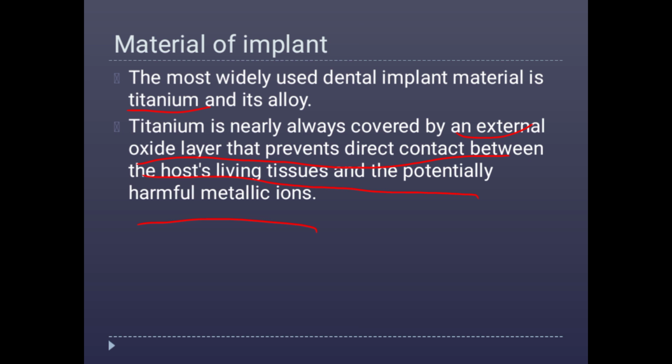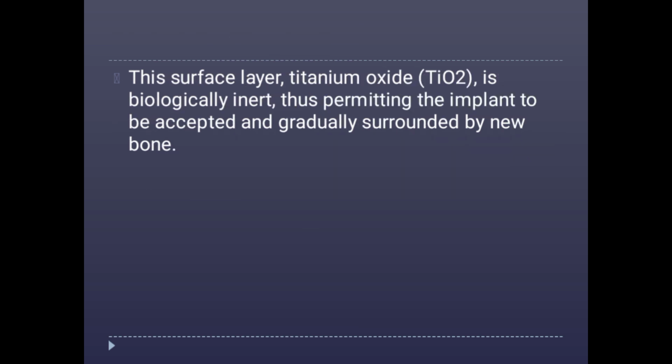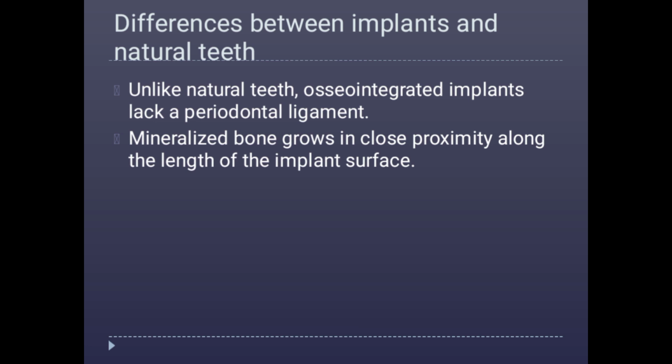Okay, so there is an oxide layer, and that layer protects the direct contact between the tissues and the harmful metallic ions. The surface layer, like titanium oxide, is biologically inert, meaning it is inactive, permitting the implant to be accepted and gradually surrounded by new bone. It is biocompatible and easily adapted.